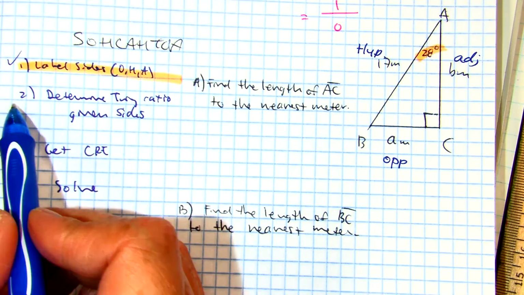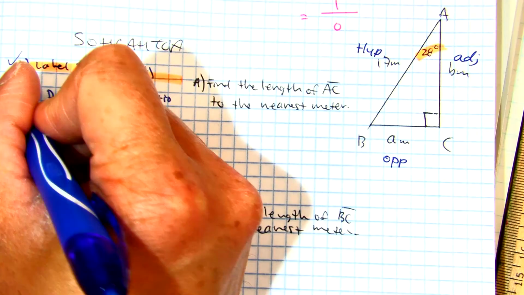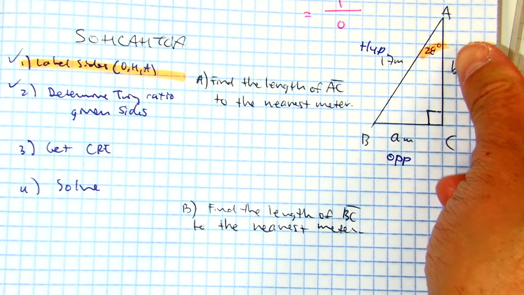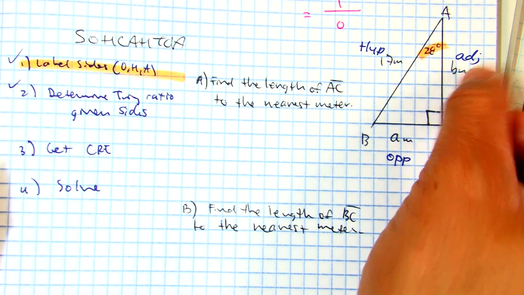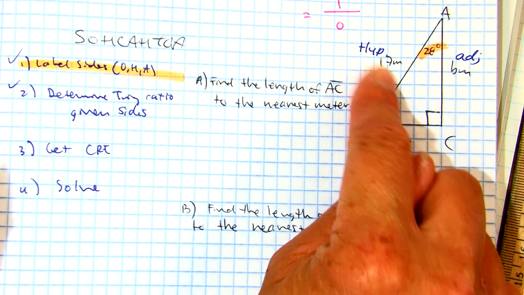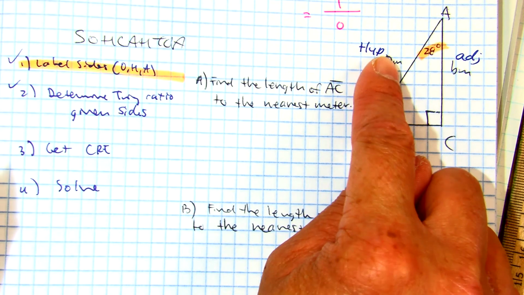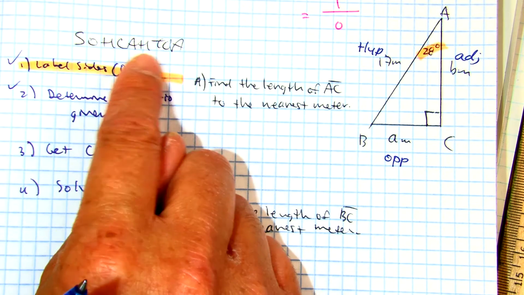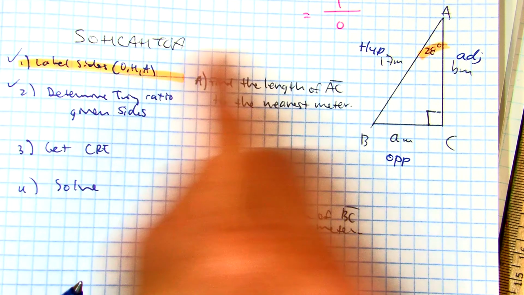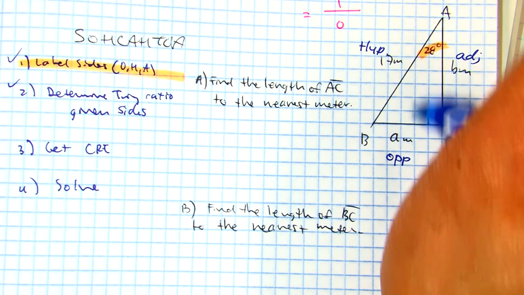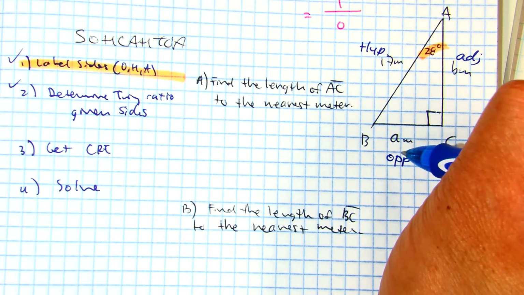Number 2, determine the trig ratio given the sides. So let's pretend I want to solve for A here. So let's just kind of cover that up. Let's just say we don't know that, right? I have something here, so I have the hypotenuse. That means I'm going to either use sine or cosine. I'm not going to use tangent. I also, let's just say I want to solve for this side. So I have the opposite. So I have the opposite and the hypotenuse.